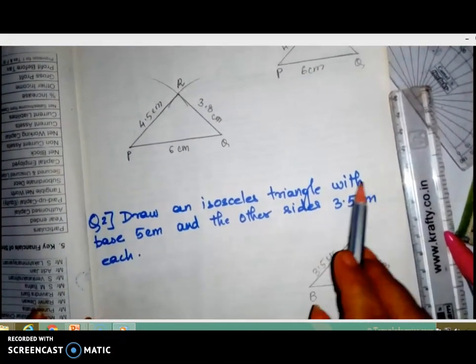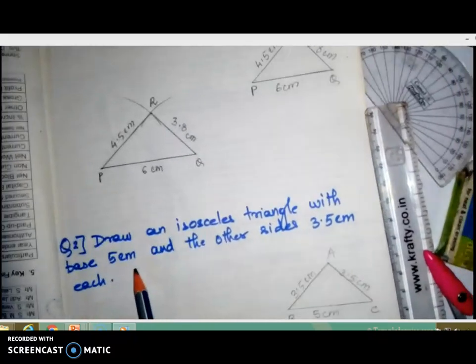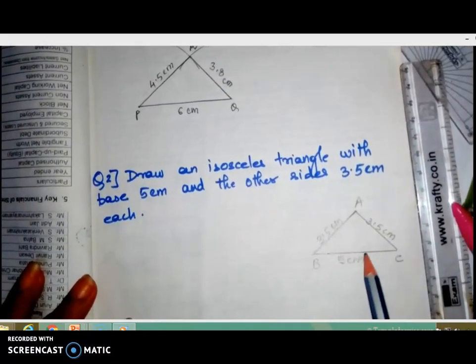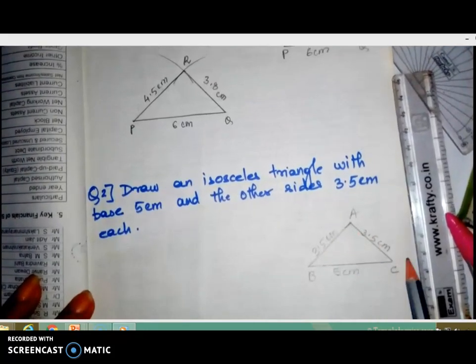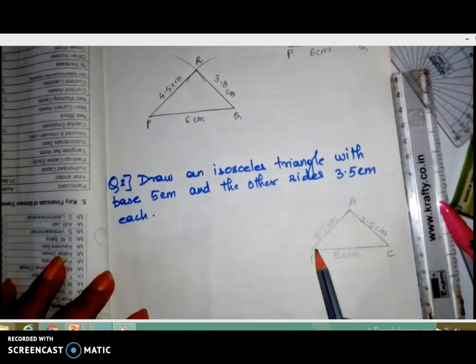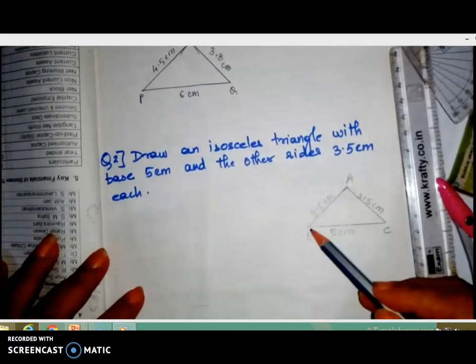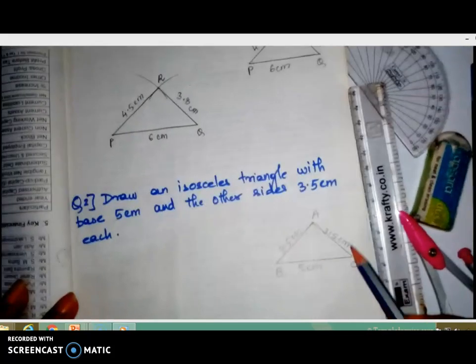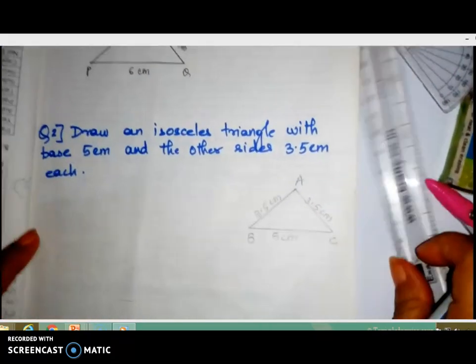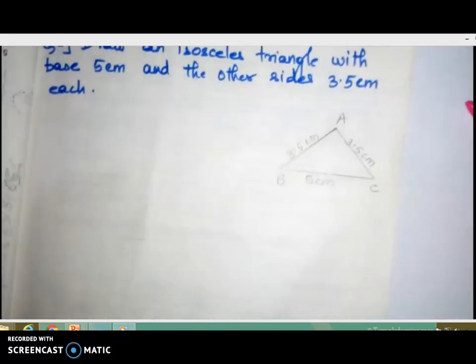Let's proceed to the next sum. Draw an isosceles triangle with base 5 centimeter and the other sides 3.5 centimeter each. Students, you know an isosceles triangle has two sides equal. So we take the base here in the rough figure BC as 5 centimeter and the remaining two sides, that is AB and AC, both of equal measure, that is 3.5 centimeter each.